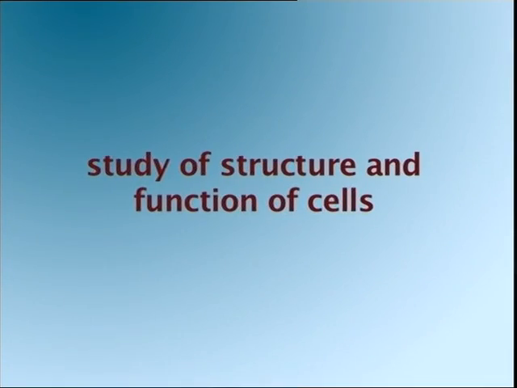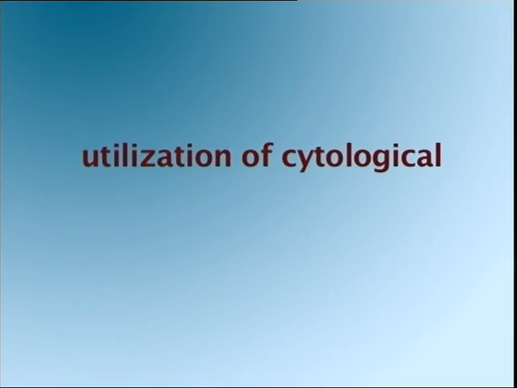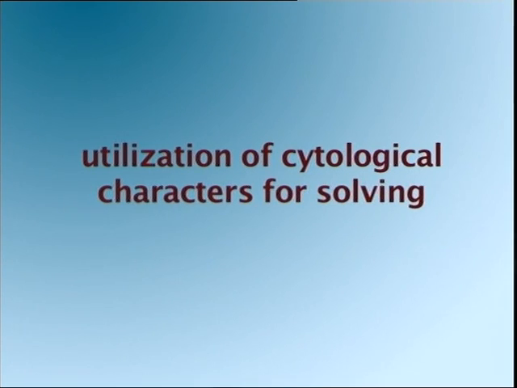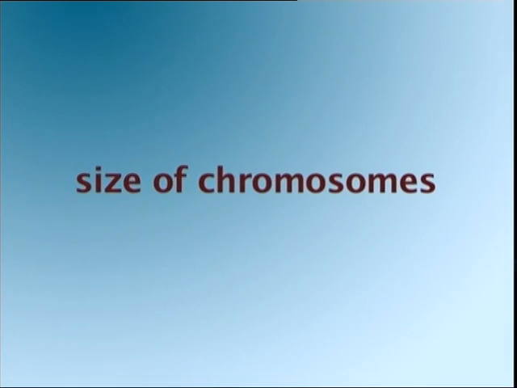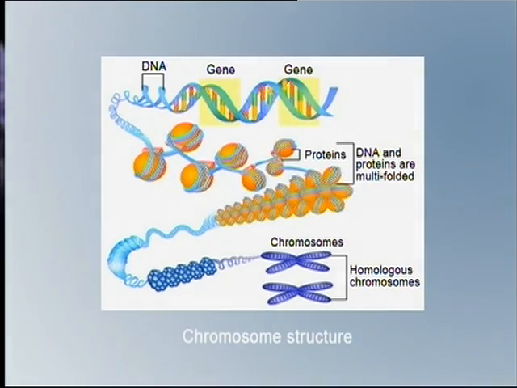Today we are here to discuss cytology in relation to taxonomy, or cytotaxonomy. First, the introduction. Cytology refers to the study of structure and function of cells, and cytotaxonomy is the utilization of cytological characters for solving taxonomic problems. However, mostly the information about the chromosomes, that is, the number, shape, and size of chromosomes, is taken into account. Thus, systematic application of chromosomal information may be called cytotaxonomy.